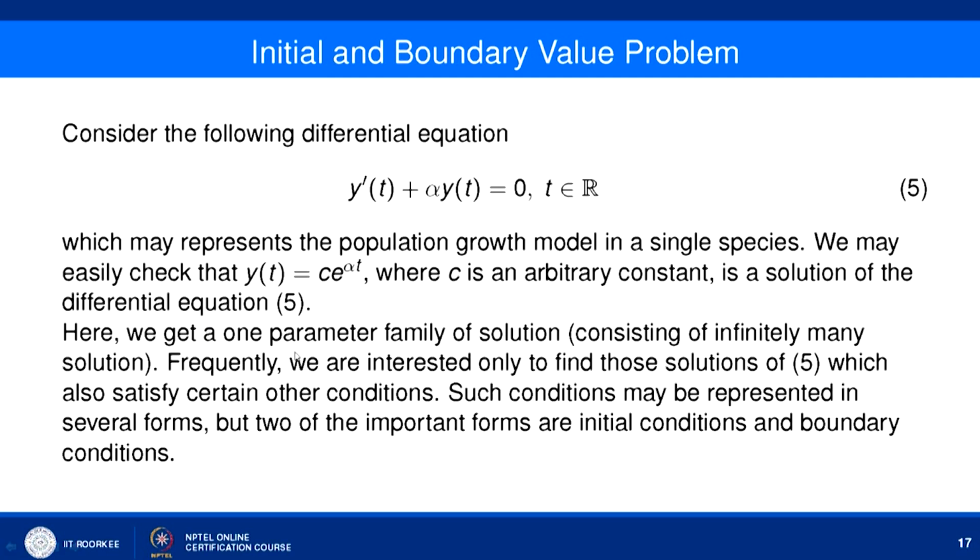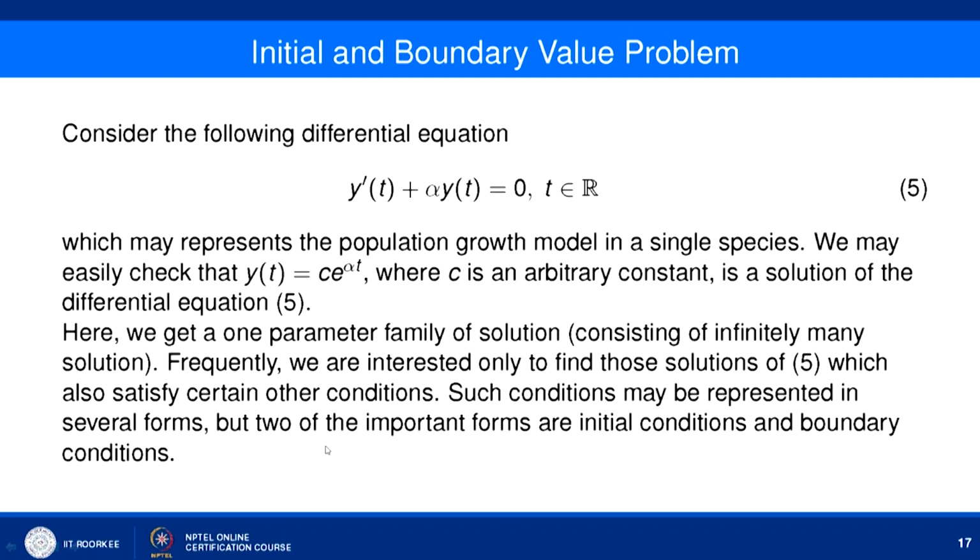Here we get a one parameter family of solutions. If you look here, the solution is one parameter. So, you change your c, and here c is a constant, and alpha is a parameter present here. If you keep on changing this c, we have different solutions. So, we can say we get a one parameter family of solutions, and this one parameter family of solutions consists of infinitely many solutions.